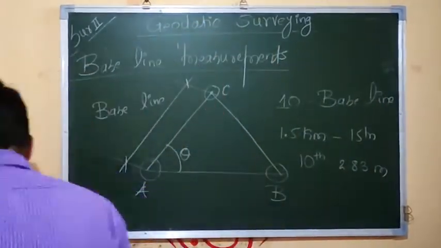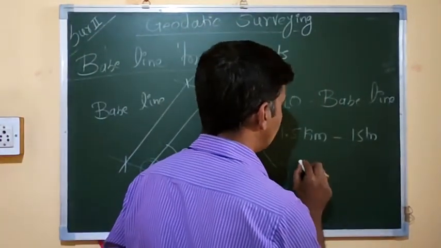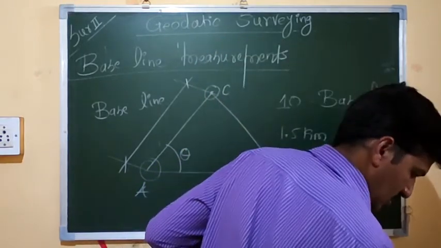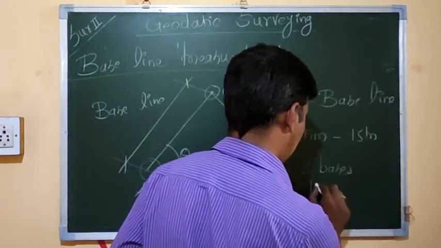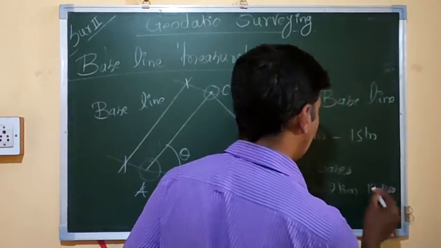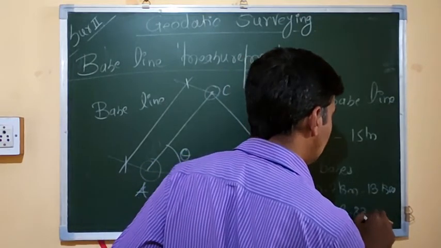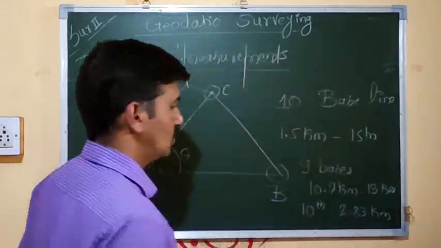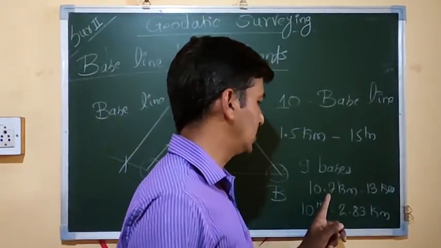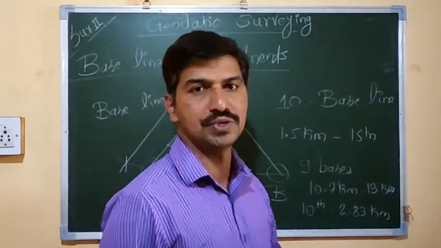meters. Sorry, so 9 bases ranging from 10.7 kilometers to 13 kilometers, and the 10th base is of 2.83 kilometers. So you can easily see that out of 10 bases, 9 bases are of length 10.7 kilometers to 13 kilometers, and only the 10th base is of 2.83 kilometers.